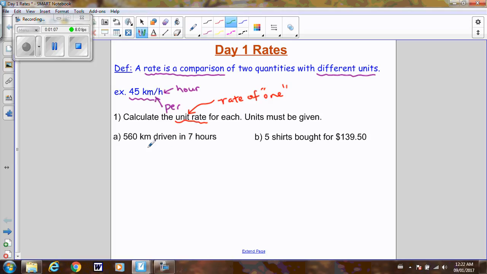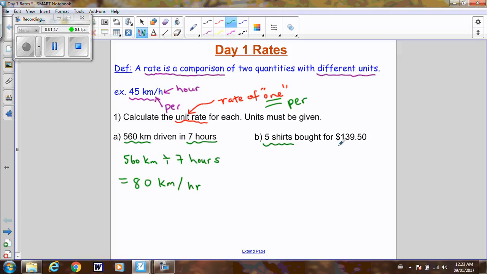Okay, so let's look at the first one here, which says this person drove 560 kilometers in 7 hours. In order to calculate the unit rate, all we have to do is take this number here, 560, and divide it by 7. So you're going to take 560 kilometers divided by 7 hours, and punch that into your calculator. If you do that, you're going to get 80. Now, the way we want to write the answer here is kilometers per hour. The word per means one. Okay, so here's another example.